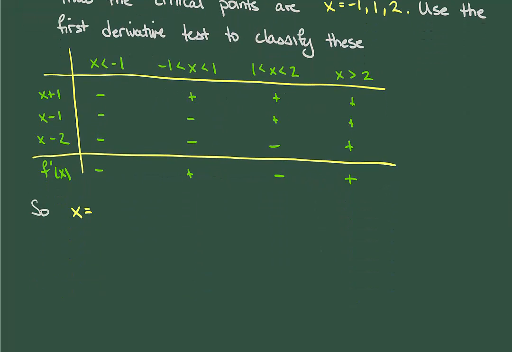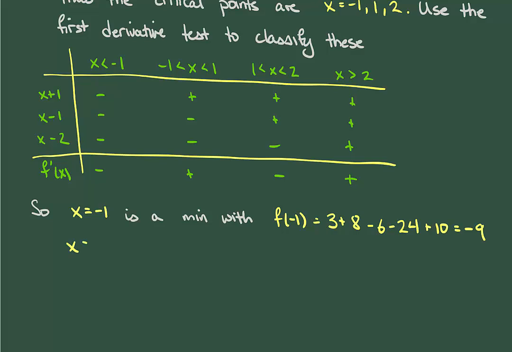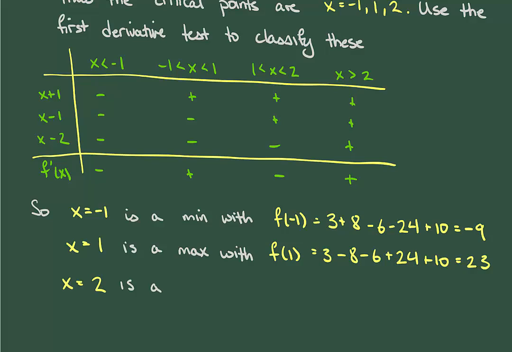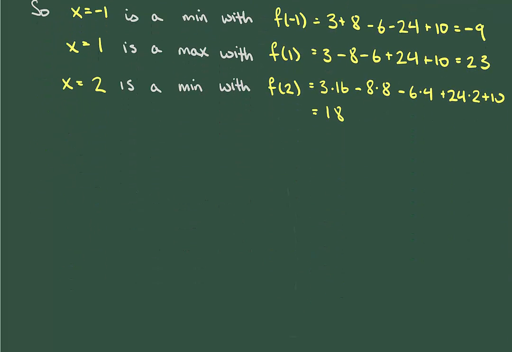The first derivative test then tells us that -1 is a minimum. We're going to need the actual value of this minimum, so I'm going to compute it while I'm here. Similarly, x equals 1 is a maximum, and the value of f at 1 is computed as so. Finally, x equals 2 is a local min, and we can work out f of 2 to get the value of 18. Now that takes care of our interior critical points, so let's move to the endpoints.